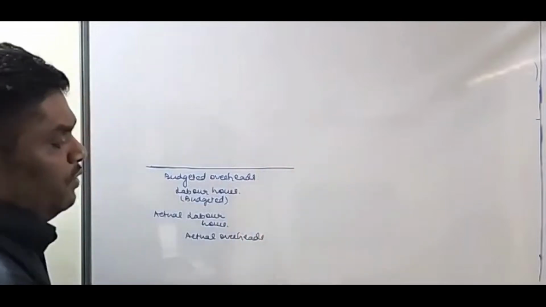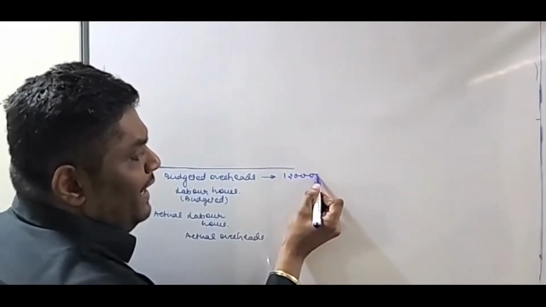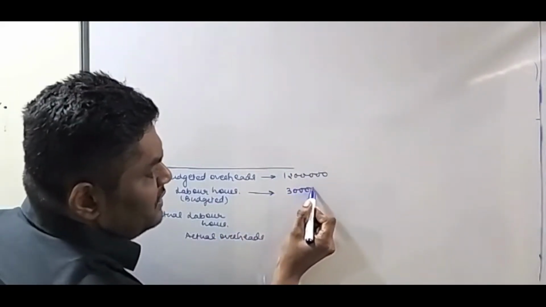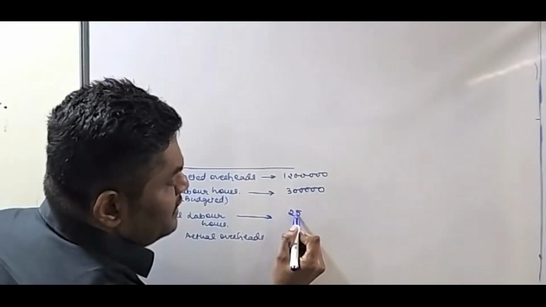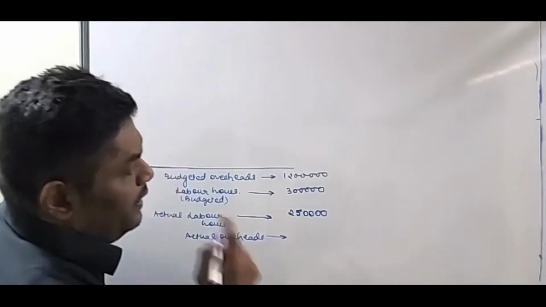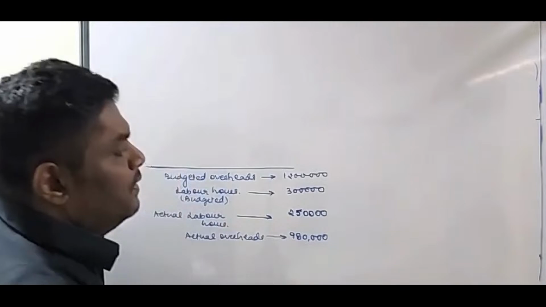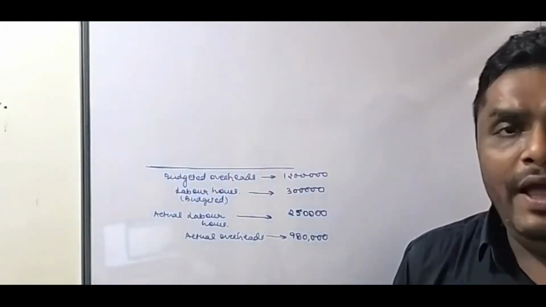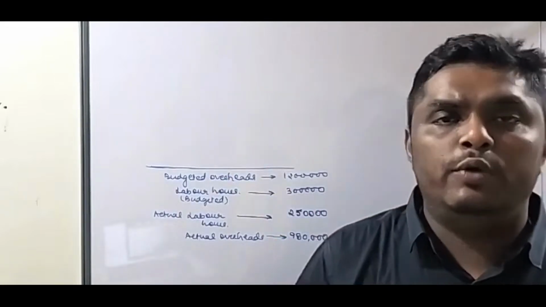So now a question for you guys. Let's say my budgeted overheads are 12 lakh. Budgeted hours are 3 lakh. Actual labor hours are 2 lakh 50,000. And my actual overhead is 9 lakh 80,000. You have to calculate the under or over absorption of overhead. And further, you have to post the final answer, that is under absorption or over absorption, and the amount.